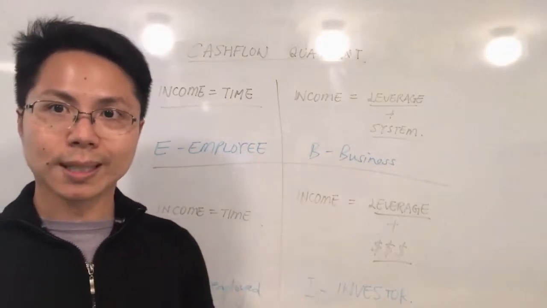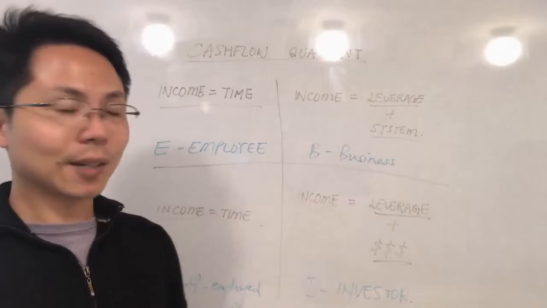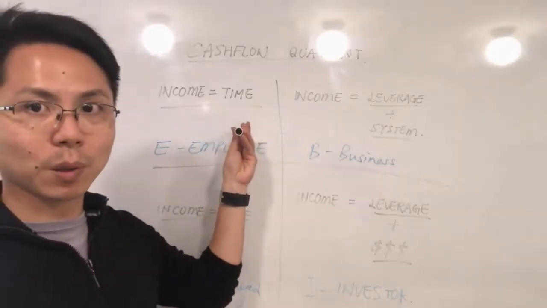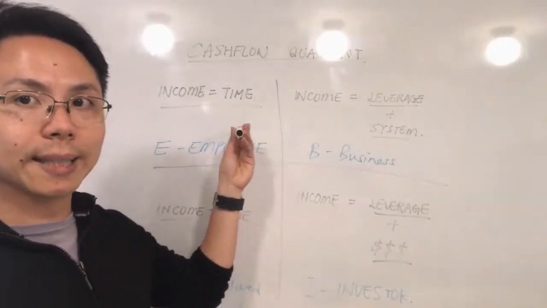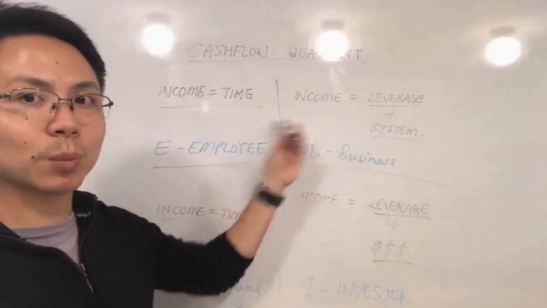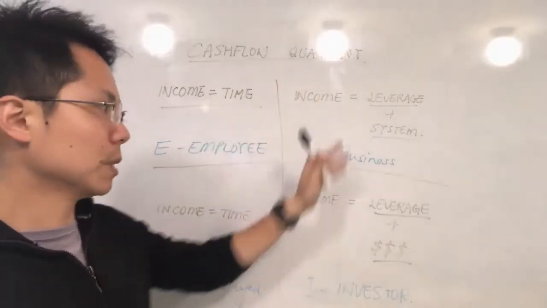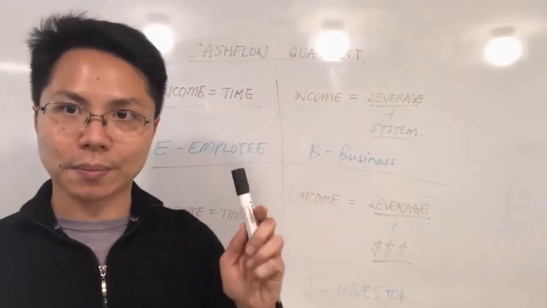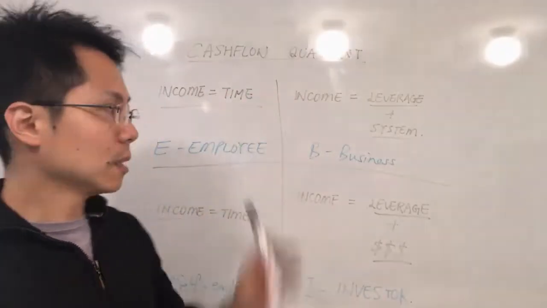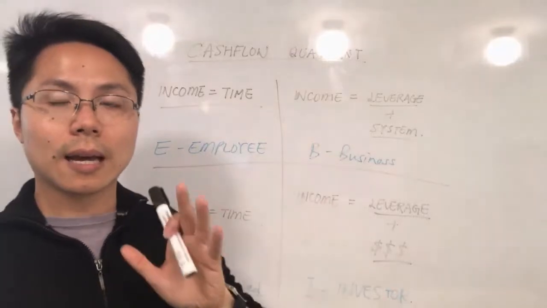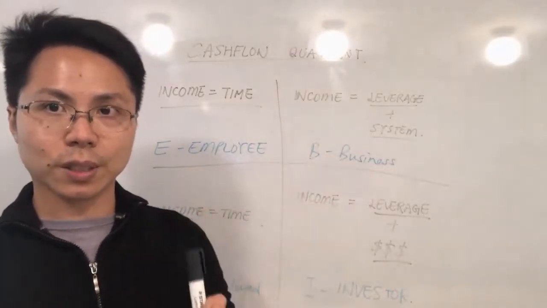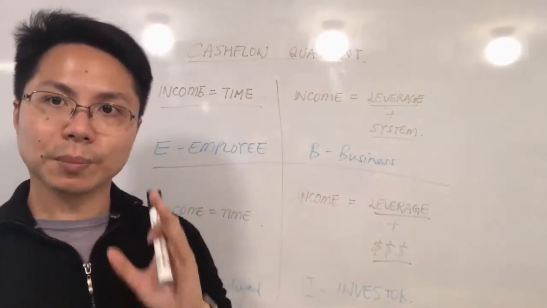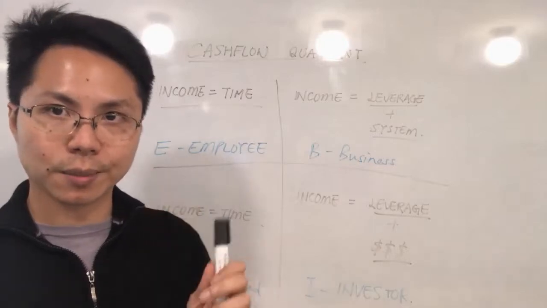When I read the book, I was fully aware that at that time I was very much in the E quadrant. And I was thinking about how I was going to move to the right side of the quadrant, which is where you can make income without trading your time. So that's an important concept. The right side is leaning towards financial freedom because you're able to make income without trading time.